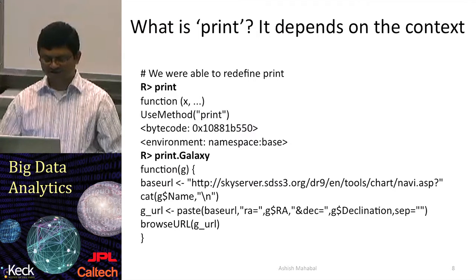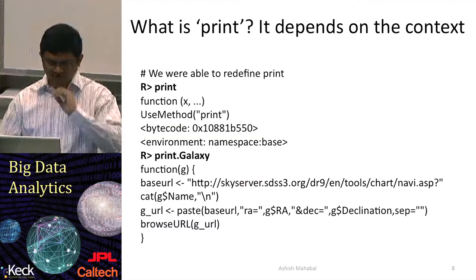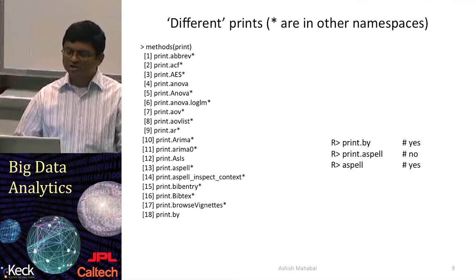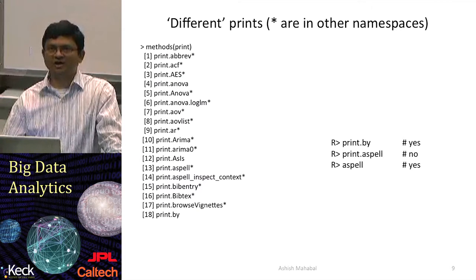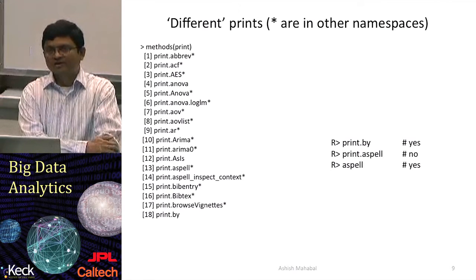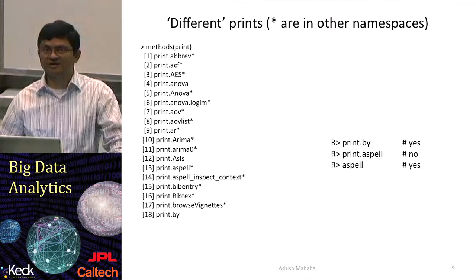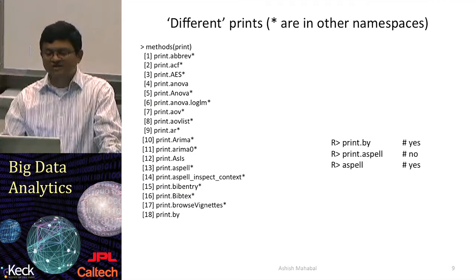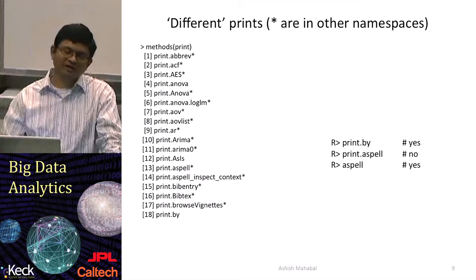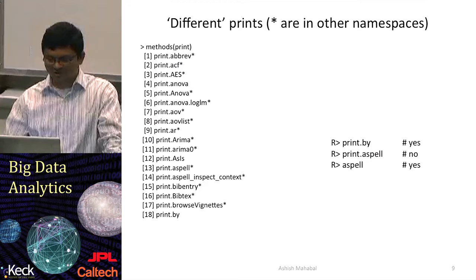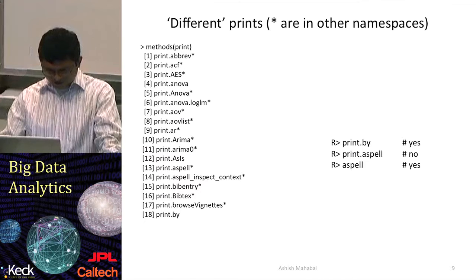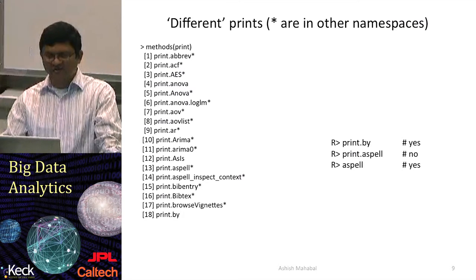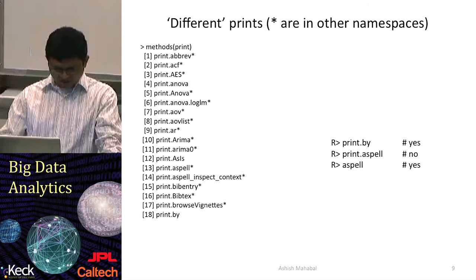So here we see the definition of our function print.galaxy. There are many different prints available, and all you have to do is say methods print on the R prompt, and you will get to know that there are over 100 or 200 prints that are accessible to you. The ones with stars are typically in other namespaces, so you may have to do something specific to get access to those. So take a look at, let's see, print.by, which is the 18th one, the last one in this row, or print.aspell, which is 13th here.